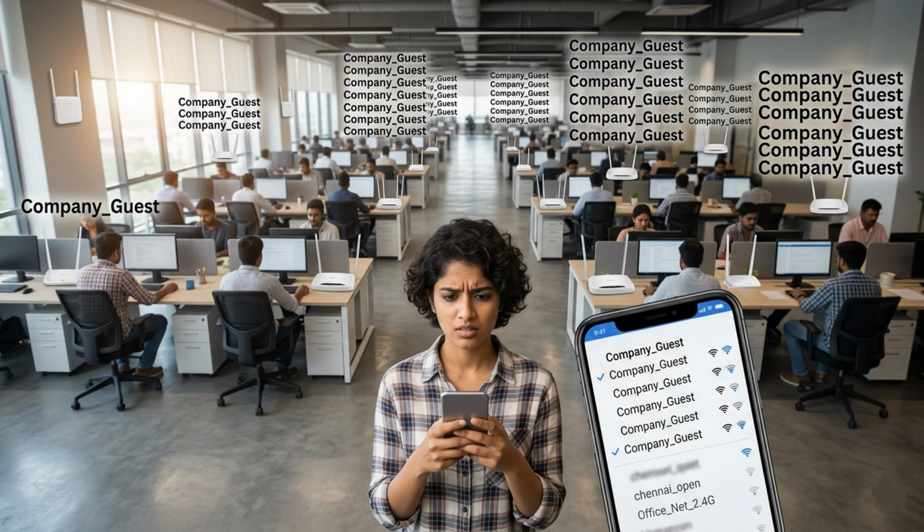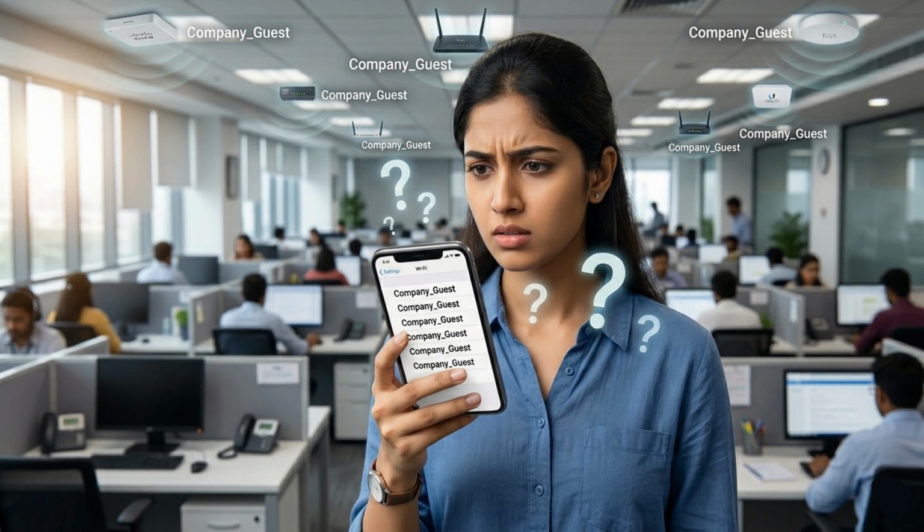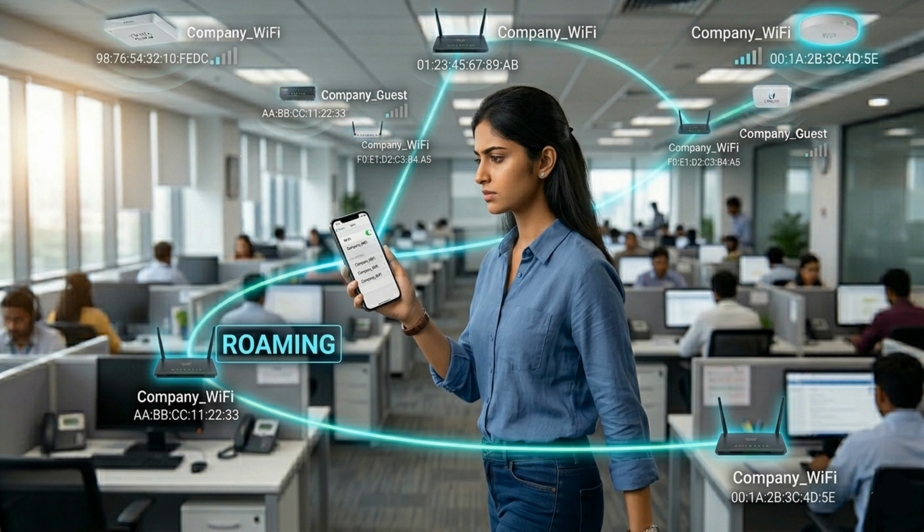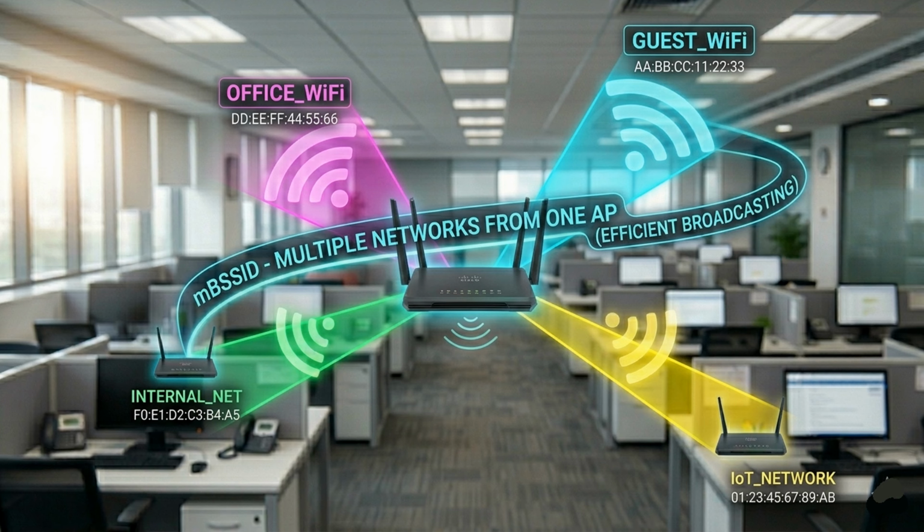Why do we really need BSSID? In a large office, you might have 20 routers all broadcasting the same network name, like company_guest. The challenge here is your phone sees multiple signals with the same name, so how does it choose the right one? This is where the BSSID comes in. Each access point has a unique BSSID, and your device uses it to connect to the one with the strongest signal, RSSI. As you move around while staying on the same SSID, your phone silently switches between different BSSIDs in the background, called roaming.